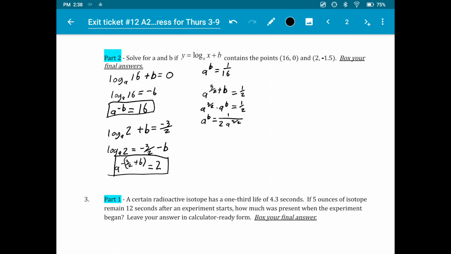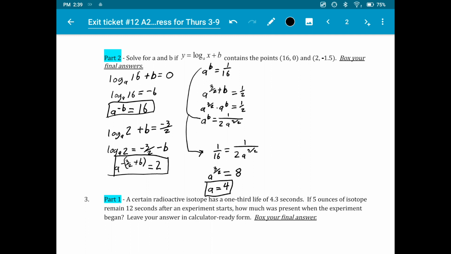Now I have these two equations. I can combine them together to get 1/16 is equal to 1/2 times A to the 3/2. If I multiply both sides of this equation by A to the 3/2 and by 16, I get A to the 3/2 is equal to 16/2, which is 8. So if A to the 3/2 is equal to 8, it means that A is equal to 4.